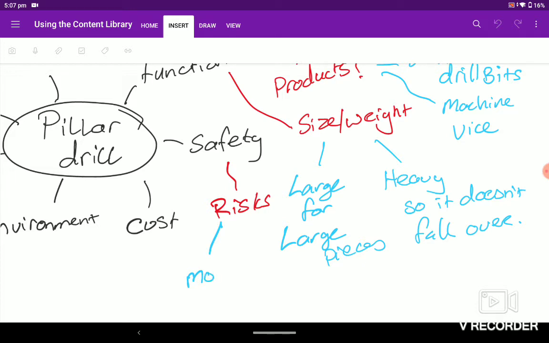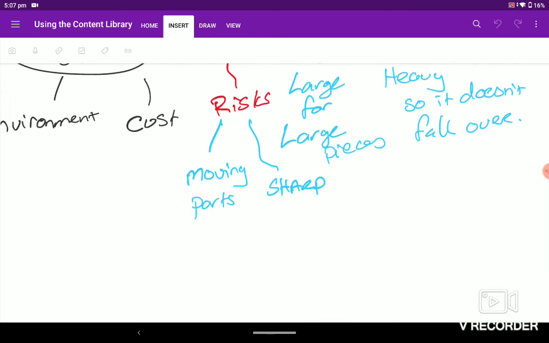What other risks would be? Sharp edges. Things like that. So how have they overcome these risks? Moving parts: there are covers and guards. This is for the mechanisms, this is for the chuck, this is for everything. Sharp edges: there are no sharp edges present. These have all been removed.